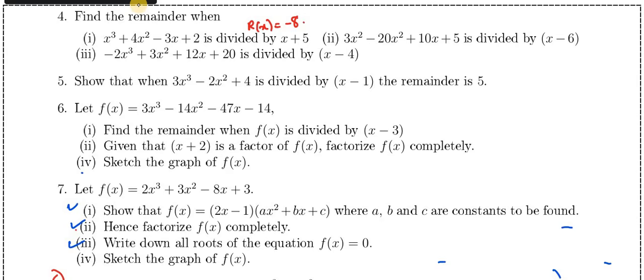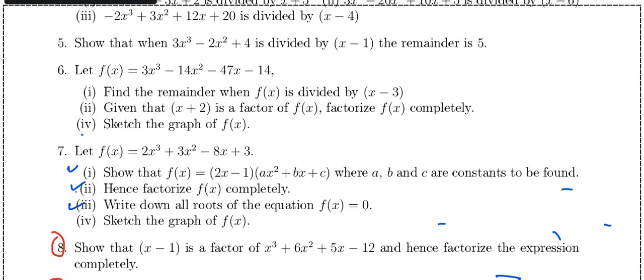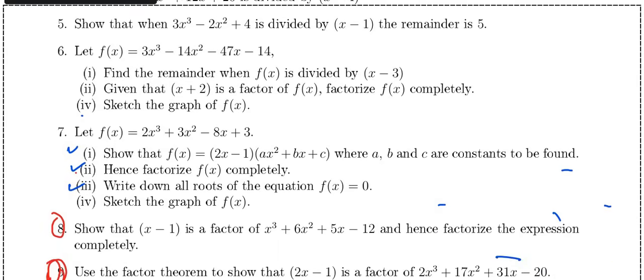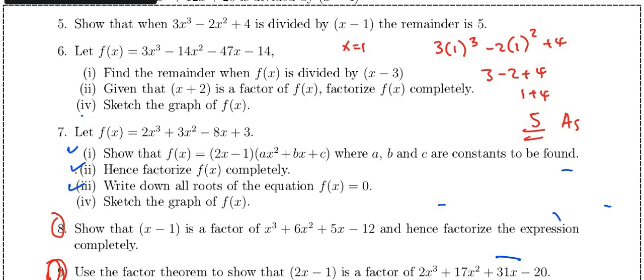Just do one here because it's very straightforward. Then number 5, they're saying show that when this polynomial is divided by x minus 1, the remainder is 5. It's the same thing as number 4. We're just going to solve this. This gives you 1. Put the 1 there: 1 to the power 3 minus 2 times 1 squared plus a 4. This is 3 minus 2 plus 4, which is just a 1 plus 4. This is 5, as required. You put 'as required' because they knew the answer. They just wanted us to show that the answer is 5.